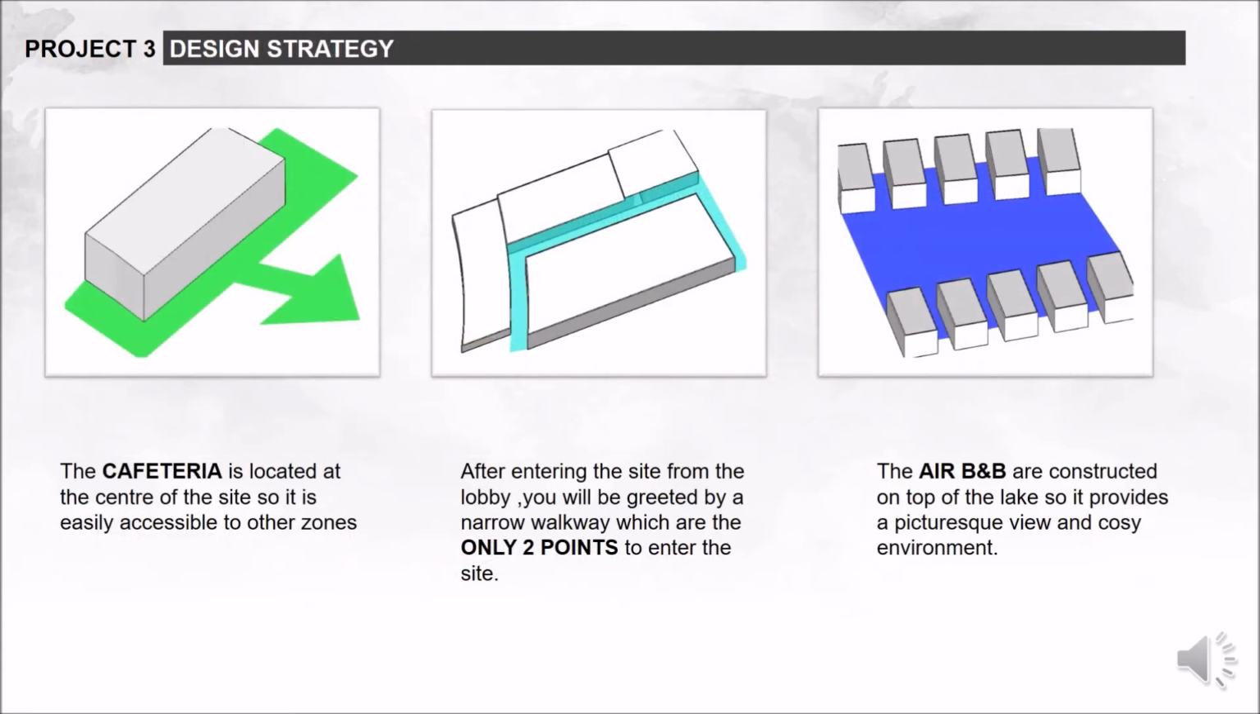Next, for the design strategy. The cafeteria is located at the center of the site, so it is easily accessible to the other zones. After entering the site from the lobby, you will be greeted by a narrow walkway, which has the only 2 points to enter the site. The Airbnbs are constructed on top of the lake, so it provides a picturesque view and cozy environment.